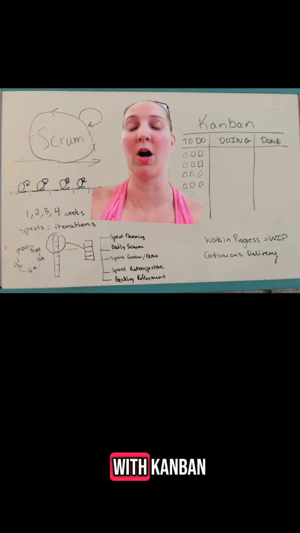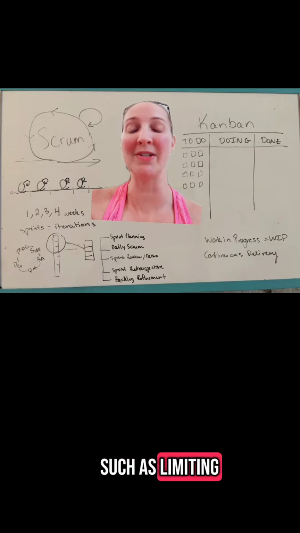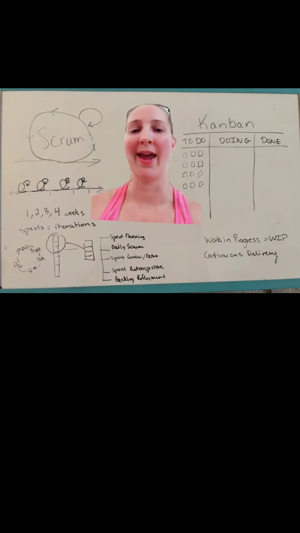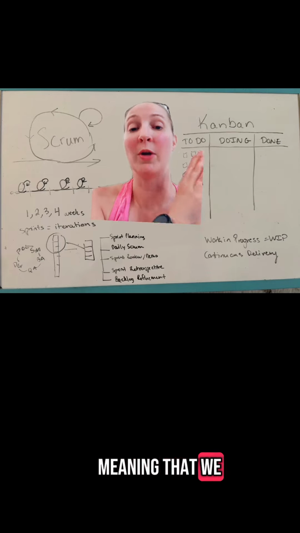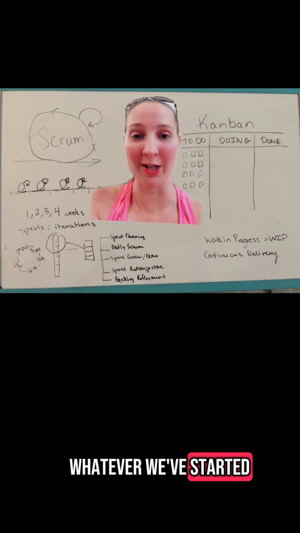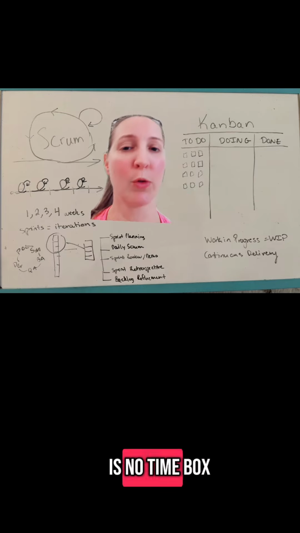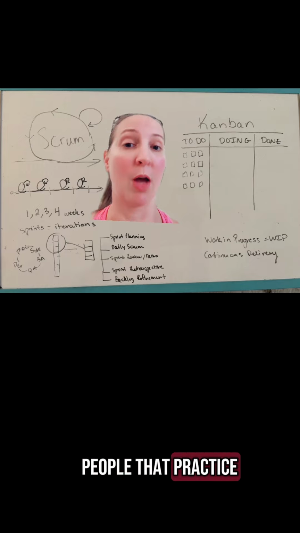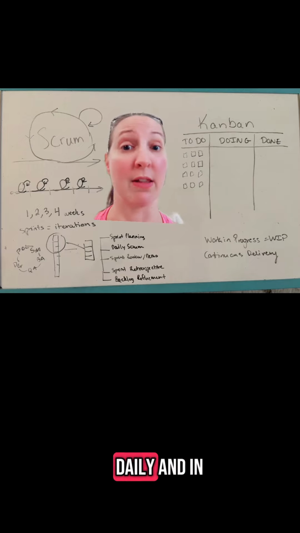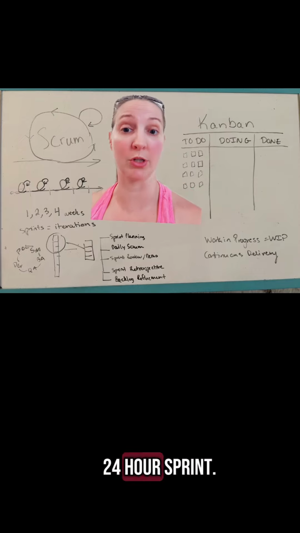With that said, with Kanban, there are still certain key tenets, such as limiting work in progress, or what we call WIP limits. And we work from right to left, meaning that we try to finish whatever we've started before we pick up something new. And while there is no time box, sprint, or ceremonies, people that practice Kanban well end up doing this daily.